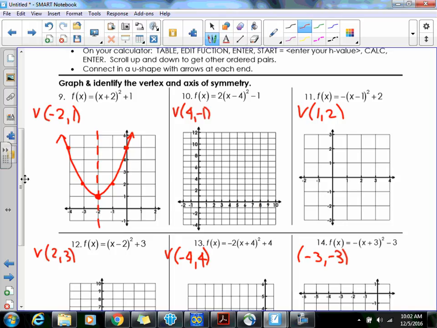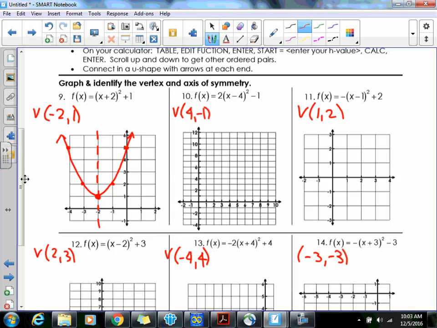So let's plot that one first. X is 4, and my Y is negative 1, so it's going to be right here. Now this is our vertex point, the very bottom of your parabola. Now let's go up one. Let's find 3. If X is 3, what's my Y? Let's put our axis of symmetry in. That's my mirror.